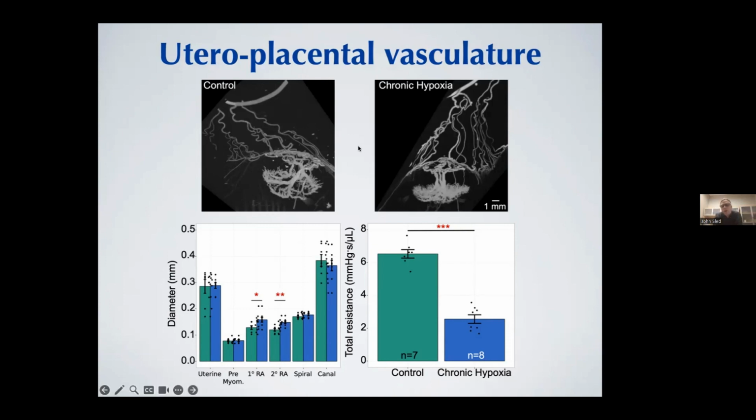And so it's clear from this that the maternal circulation is adapting to increase flow through this exchange region in response to this hypoxic challenge. When we did computational flow calculations to come up with a total resistance for this bed, you can see that because the radial arteries account for such a large proportion of total resistance, the overall resistance to the organ is greatly decreased in this exposure.